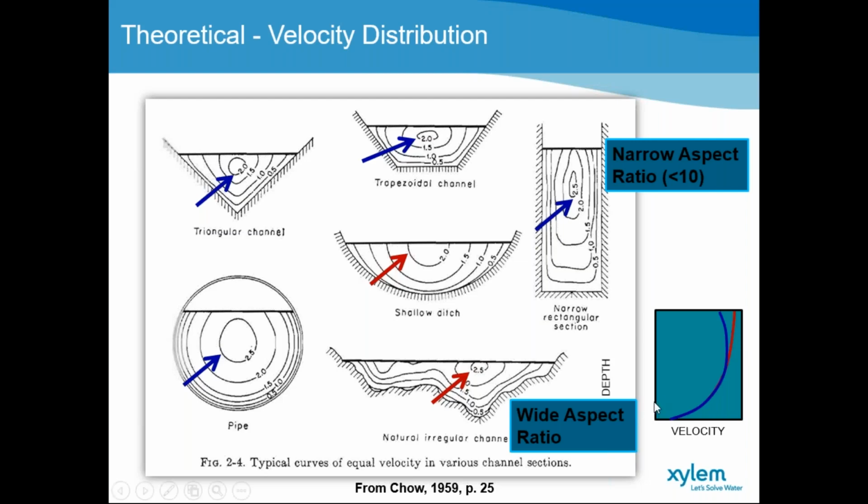Anything less than that, depending on the surface roughness, could result in a surface velocity or maximum velocity occurring below the surface. There are only two theoretical reasons or explanations for that to occur: as I said, the aspect ratio, and then secondly, if you have wind blowing upstream.